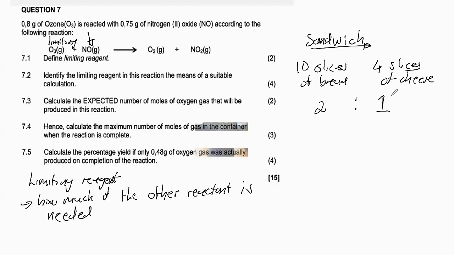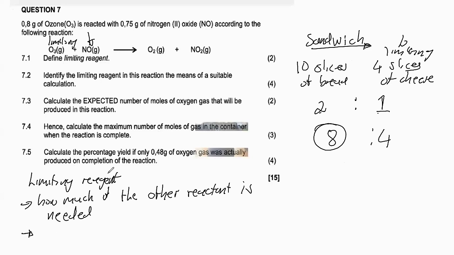And then now looking at this case, we have 4 slices of cheese, meaning how many slices of bread do we need in order to use up all these 4 slices of cheese? From this ratio here, we can tell that if the ratio is 2:1, then if we use 4 slices of cheese, we would have used 8 slices of bread. Right. So what did the limiting reagent tell us? The limiting reagent told us what amount of the other reactant we need to actually put into the reaction.